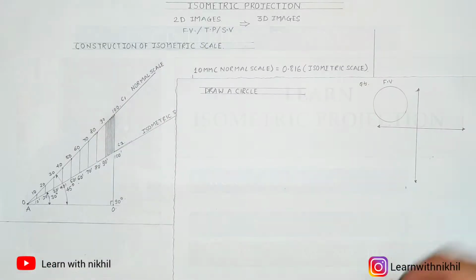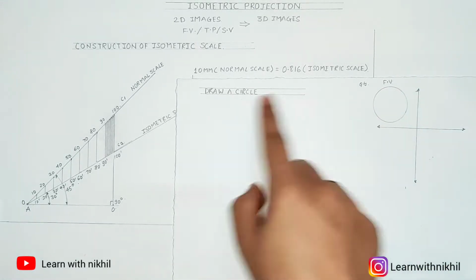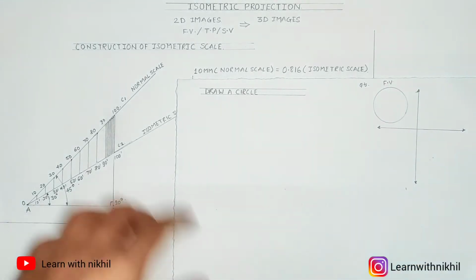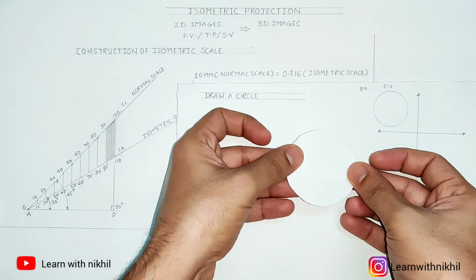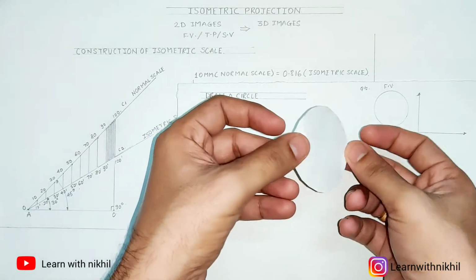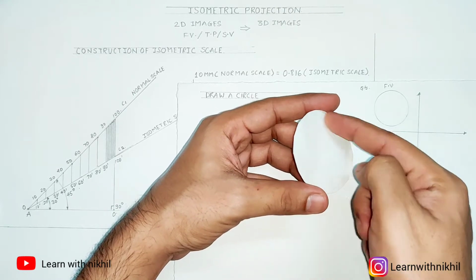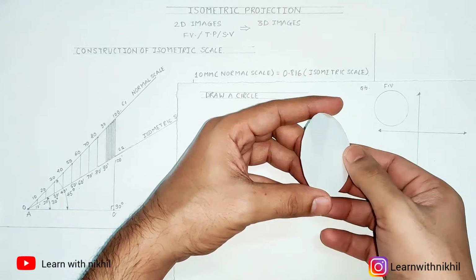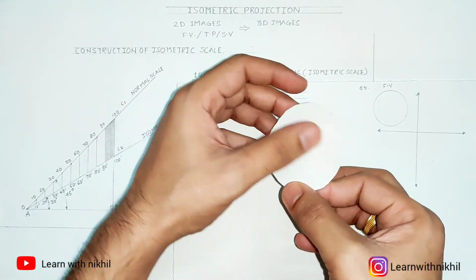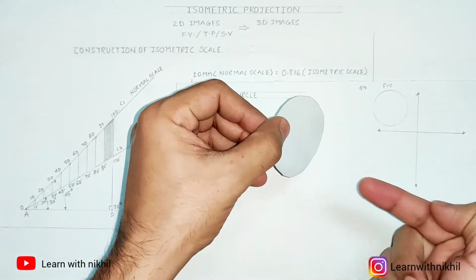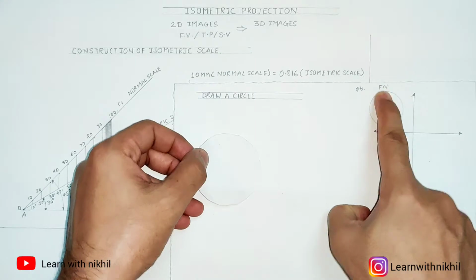In the previous lecture, we have studied about isometric projection. In this lecture, we will study how to draw a circle in isometric view. So, we have a two-dimensional front view, that is the circle. Now in three-dimensional, the circle will look like an ellipse shape. So this is how the circle will look from the front side. Circle, this is the front view.